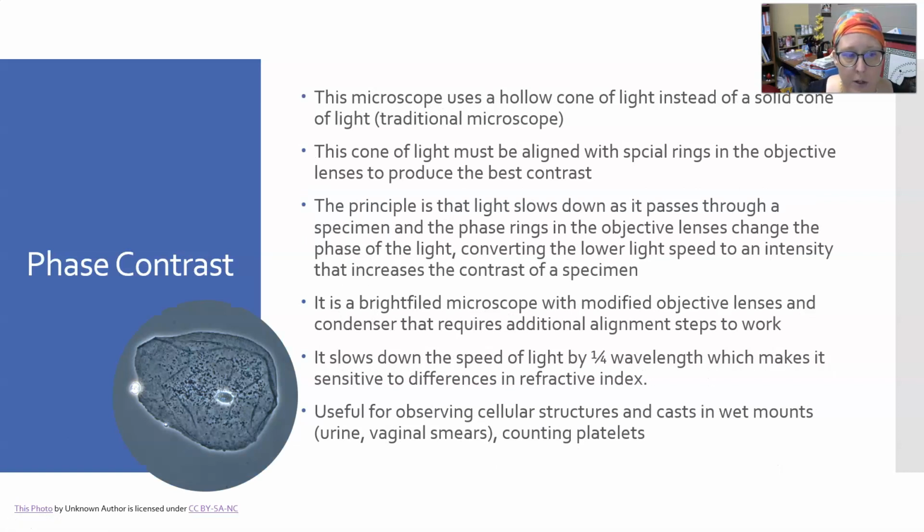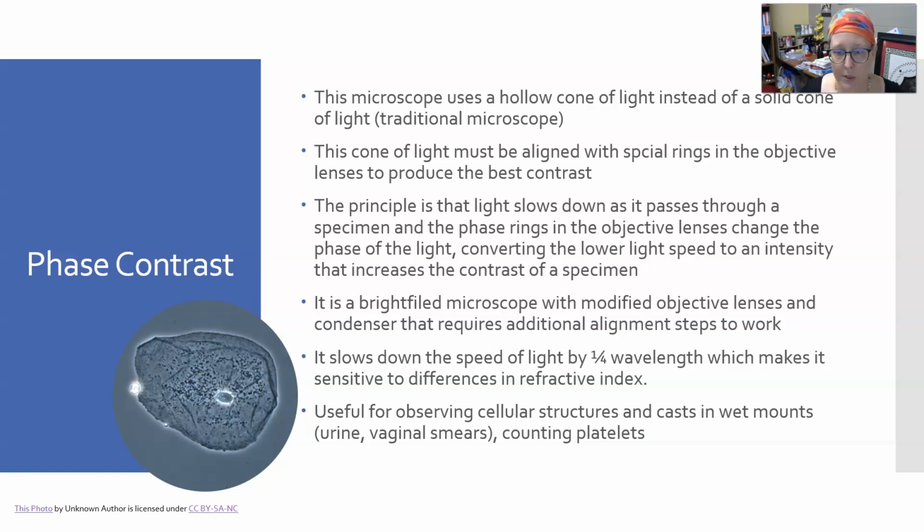Next, we have a phase contrast microscope. So this microscope uses a hollow cone of light instead of a solid cone of light, like in a traditional brightfield microscope. And this cone of light has to be aligned with special rings in the objective lenses to produce the best contrast. The principle is that the light slows down as it passes through the specimen, and the phase rings in the objective lenses can change the phase of the light, converting the lower light speed to an intensity that increases the contrast of the specimen.